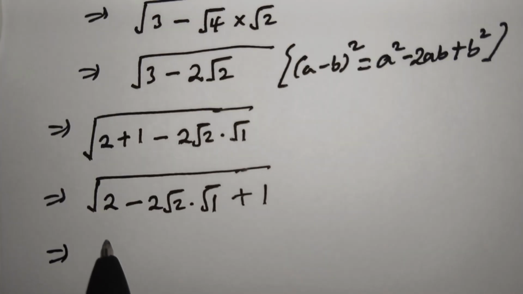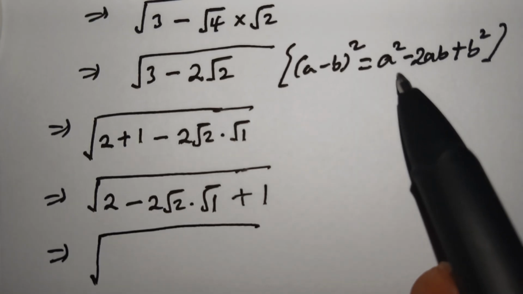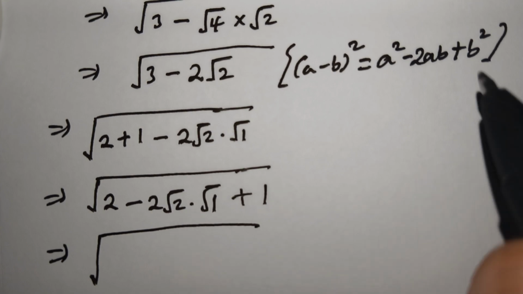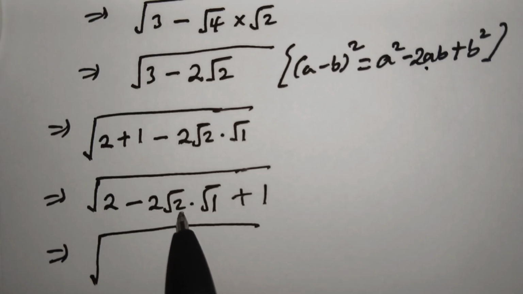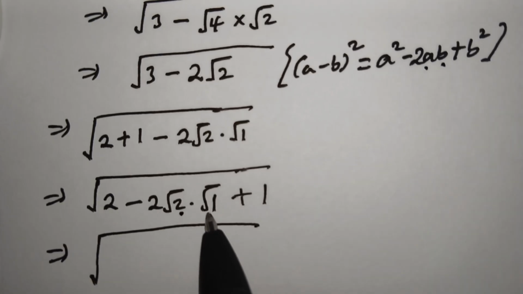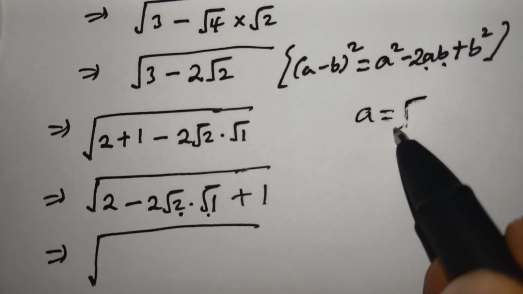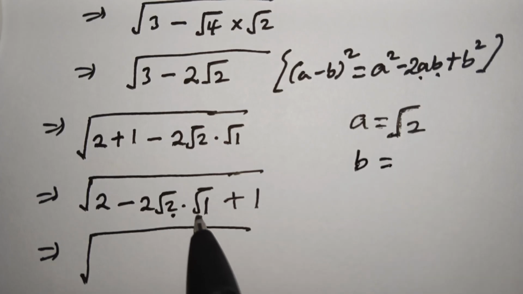This implies that square root of, you will see that by comparing this identity now with this guy, you will notice that our a is root 2 and b is what? Square root of 1. So that is a is equal to square root of 2, b is equal to square root of 1.